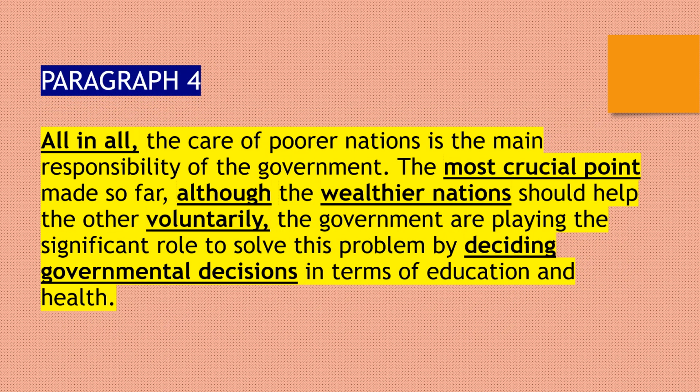So in paragraph 4, we are concluding and saying: All in all, the care of poorer nations is the main responsibility of the government, the most crucial point made so far. Although the wealthier nations should help the others voluntarily, the governments are playing the significant role to solve this problem by making governmental decisions in terms of education and health.